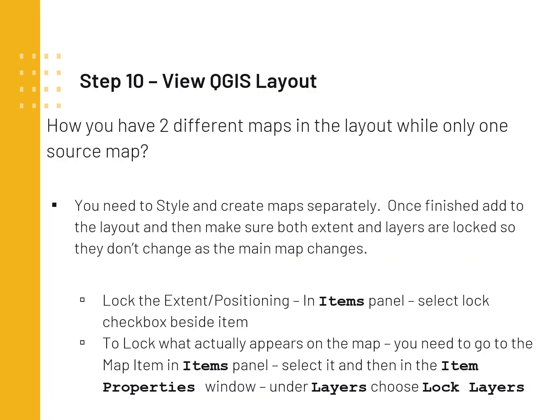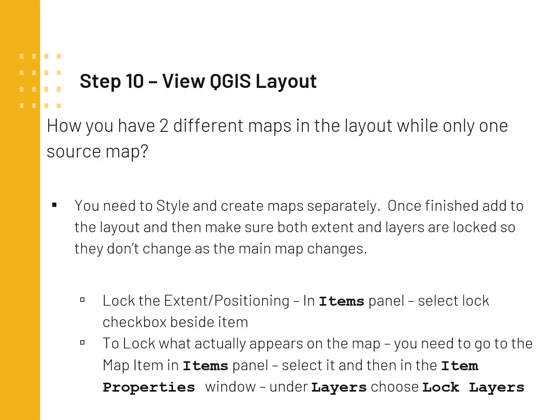So you might be a bit confused. How do you have two different maps in the layout while you only have one map source? Well, it turns out you need to style and create the maps separately. So when you finish the first map, you're going to add it to the layout, then make sure both the extent and the layers are locked. Then when you add the second map, it's not going to change what's being shown on your map.